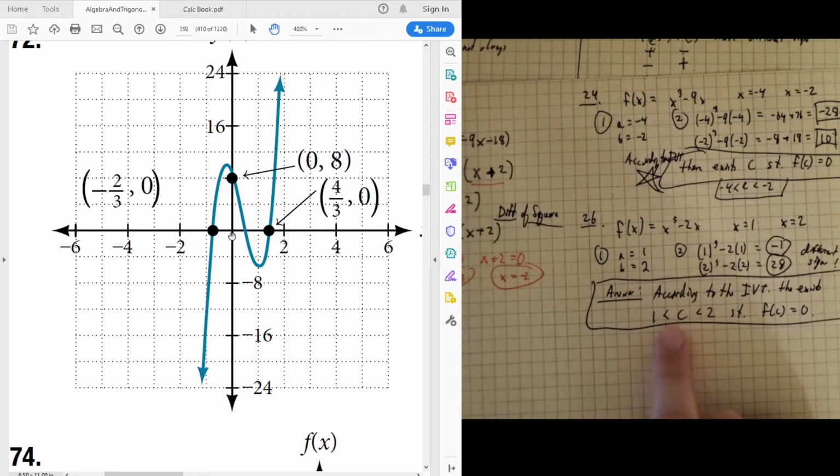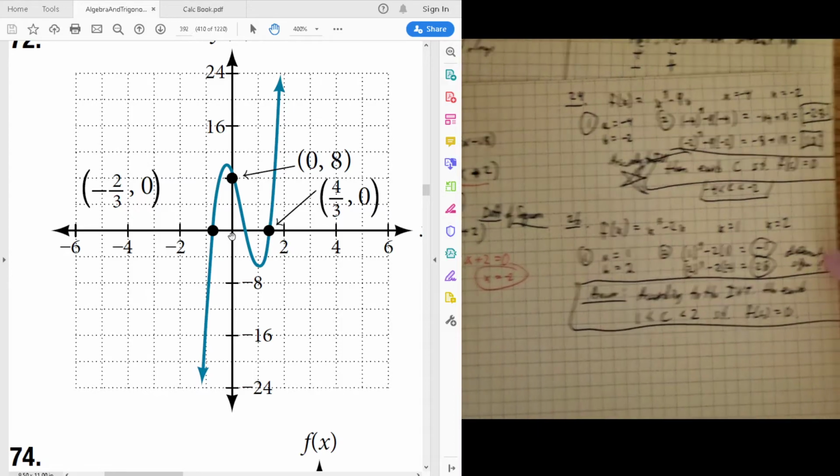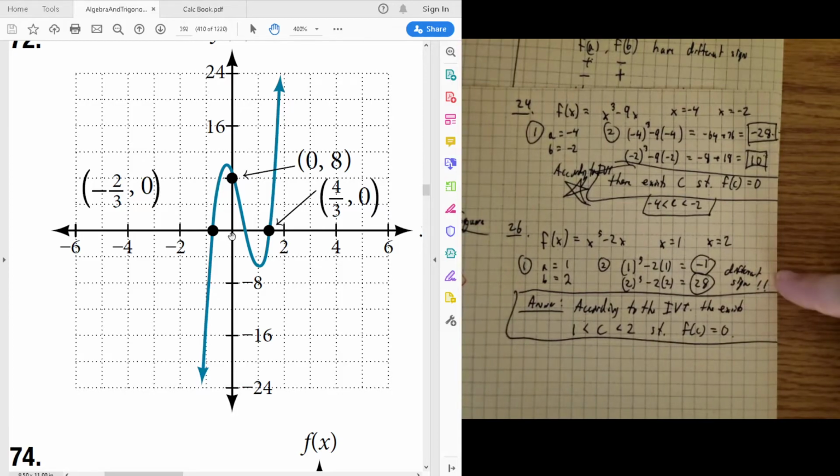And that's enough. So on numbers like 24 and 26, this is how you need to write your solution. And make sure you show your work. Show me that you do in fact get different signs. If you fail to show that we get different signs, you have not actually used the intermediate value theorem. You're just guessing. The whole point of the theorem is to know. So make sure you do know.